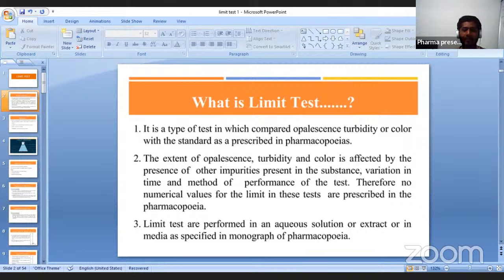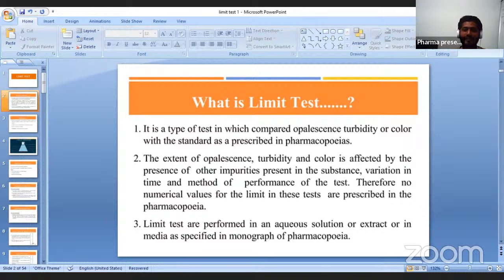So here you can see in the image that the limit tests involve comparison of opalescence, where you check whether it is light or dark. Higher opalescence means that the content, whether chloride or sulfate, is at a higher level. Sometimes we get turbidity, which comes from precipitation. Sometimes you will observe a color change, and sometimes you will check opalescence. So these are the visual signs that we compare in the limit test.